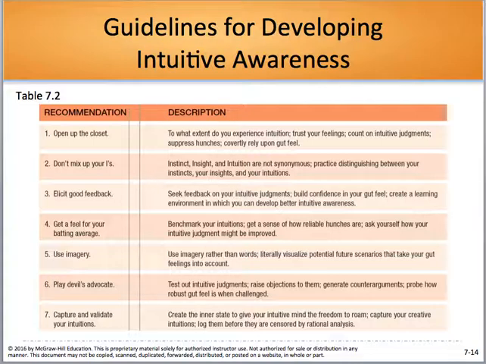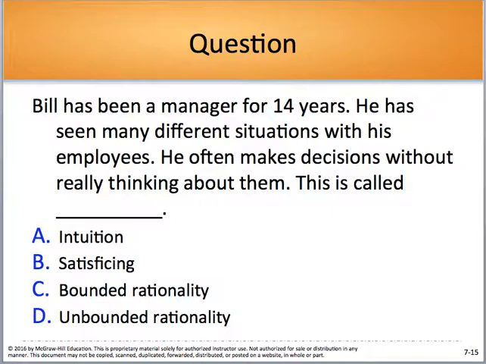And then, of course, the seventh recommendation is to capture and validate your intuitions. Create that inner state where you give space for your mind to freely roam, to capture your creative intuitions, and then you need to log them down and do so before they're censored by that rational analysis, before you start to dissect everything. Because as you start to do that, what happens is you start to pull away and diminish what your gut is telling you.